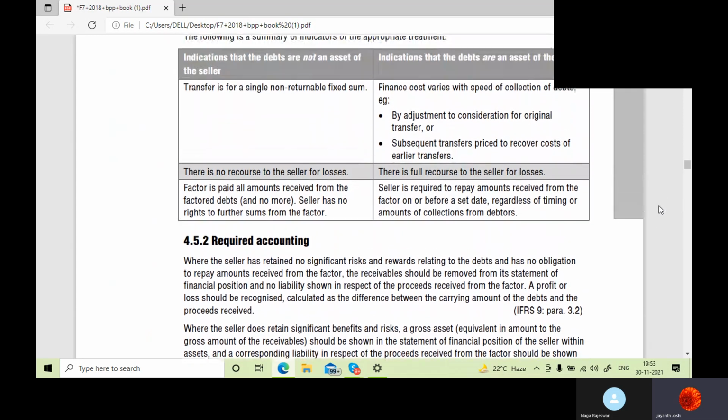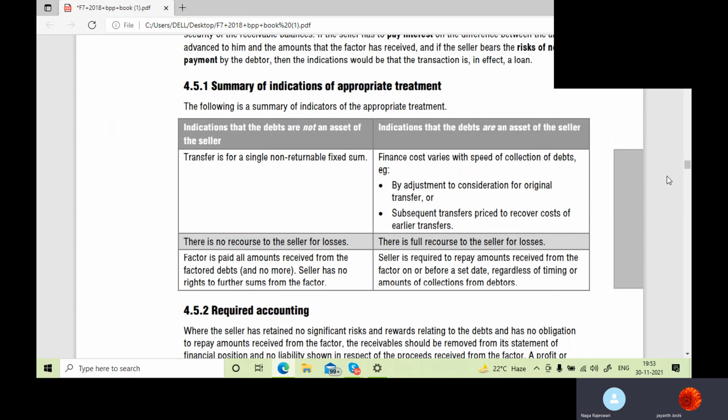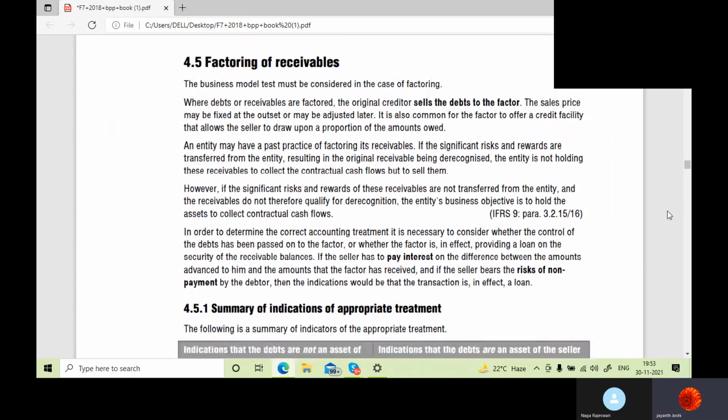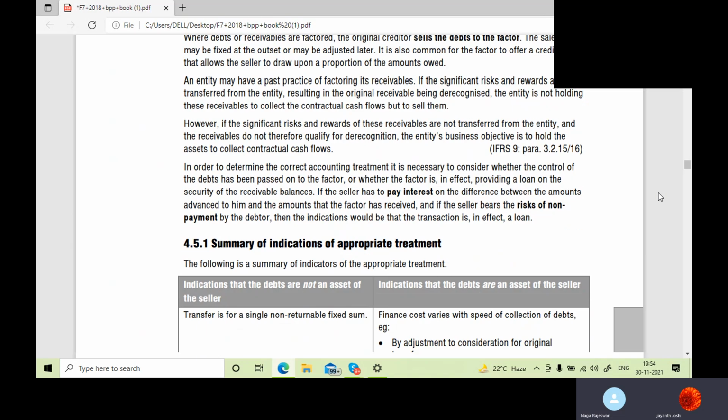Whatever the charges are for factoring, you should show that in the P&L as an expense. Factoring of receivables, under which category in the P&L? Expenses only. Finance costs, because they are financing. Finance cost. Okay, sir. So this is done.